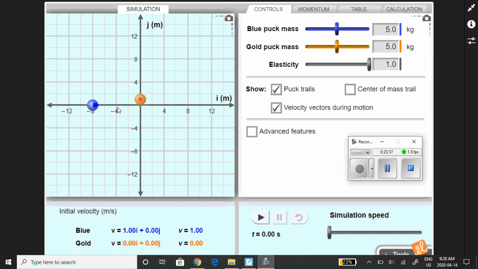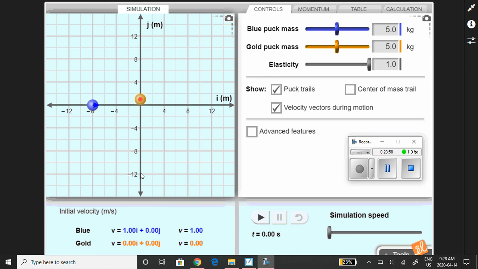And notice that it's not a head-on collision. If this was a head-on collision, we would have a one-dimensional problem. This hits the other ball at an angle. It's what we call a glancing blow, a glancing hit, a glancing collision. It's not head-on, all right?